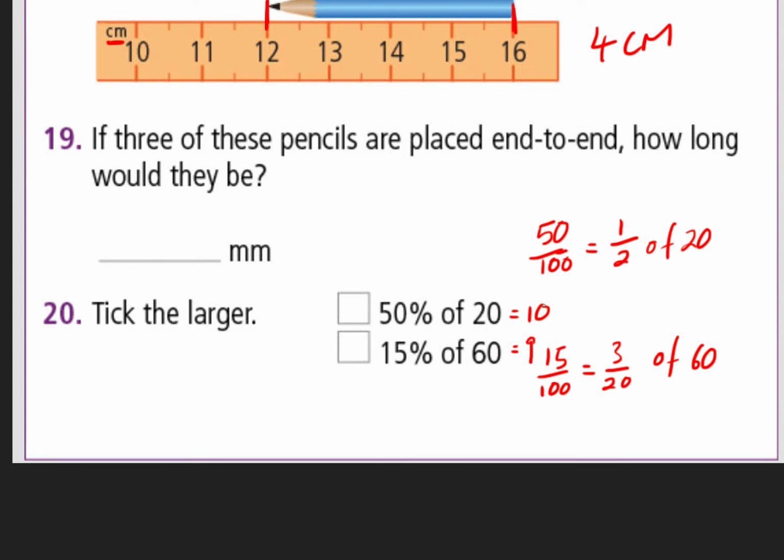So 50% of 20 is 10, 15% of 60 is 9, so that makes it clear that the top one here is the biggest. That's it for today.